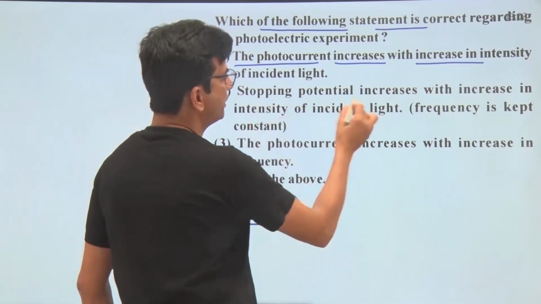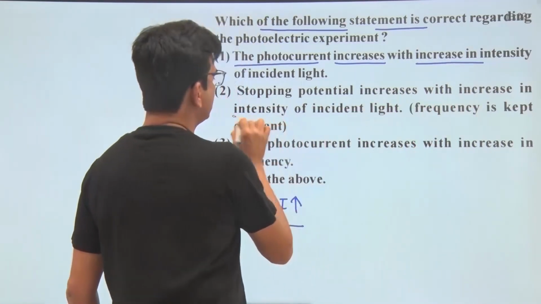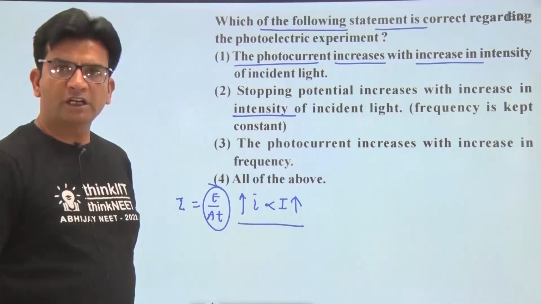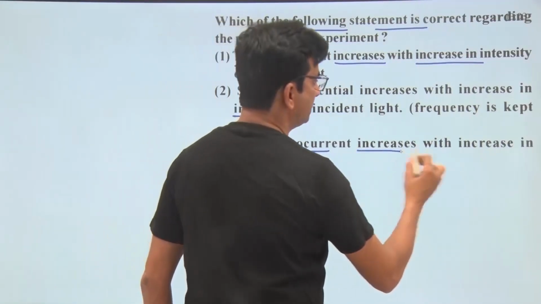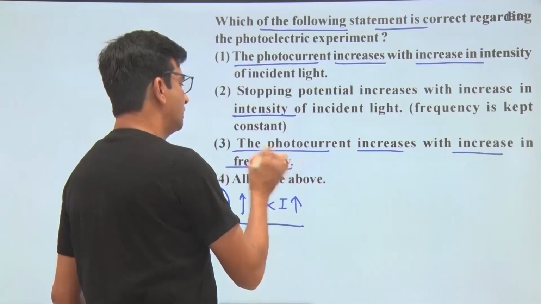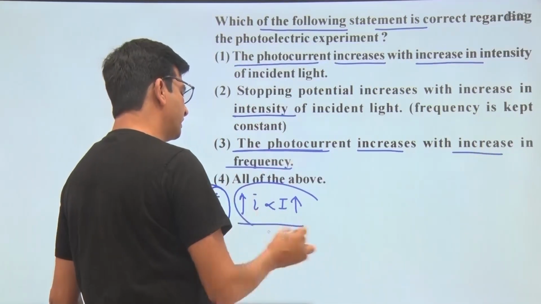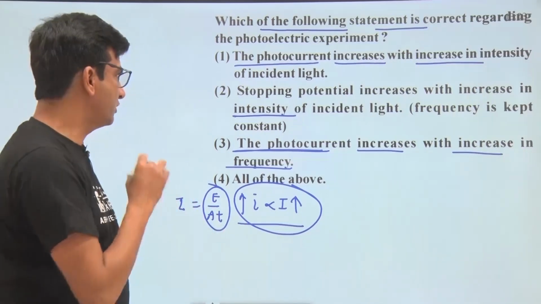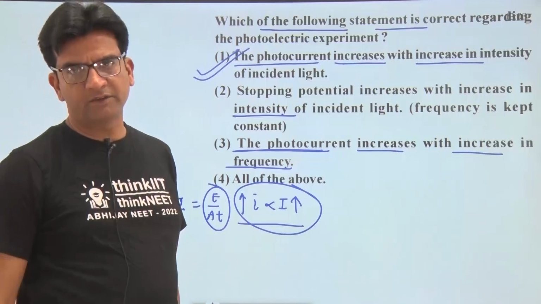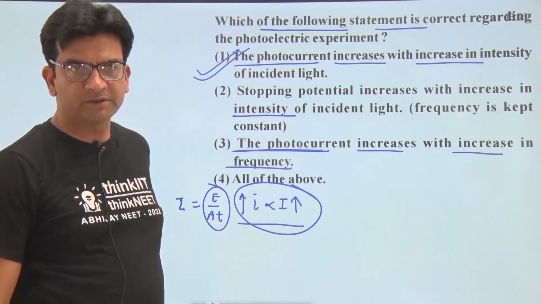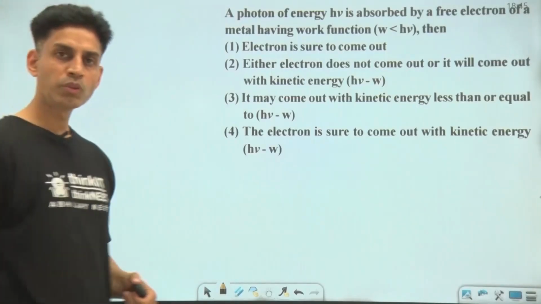Now, the stopping potential increases with an increase in intensity. No, stopping potential does not depend on intensity. Okay guys, the photocurrent increases with an increase in frequency. No, photocurrent depends only on intensity. So the first option is the correct option. Photocurrent increases when the intensity increases. Okay, thank you very much. Now moving to the next one.